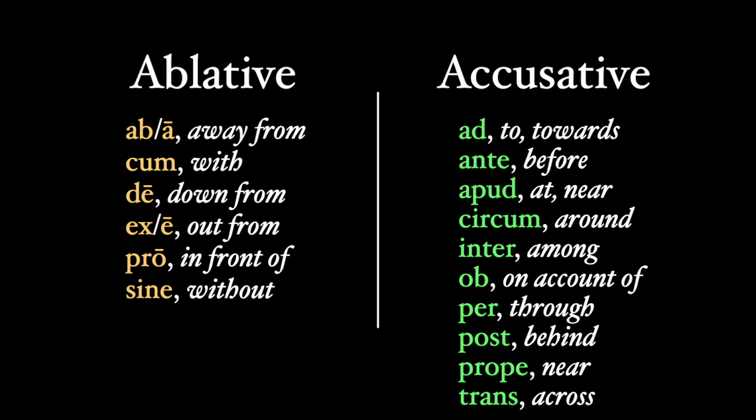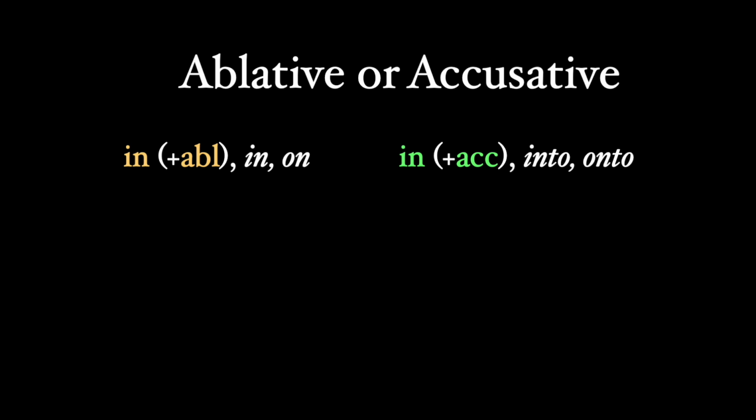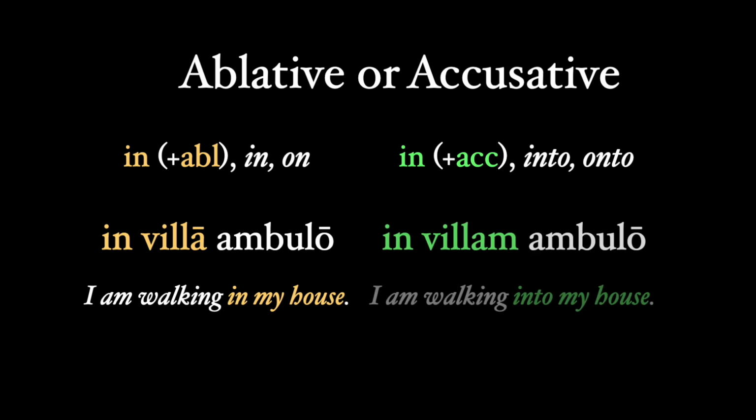And here's something neat. There are prepositions that can take either the ablative or accusative, but their meaning changes depending on which case. So in, when it takes the ablative case, means in or on, but when it takes the accusative case, it means into or onto. So in villa ambulo is I am walking in my house, while in villam ambulo is I am walking into my house.